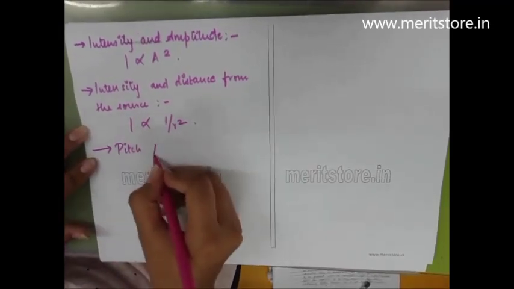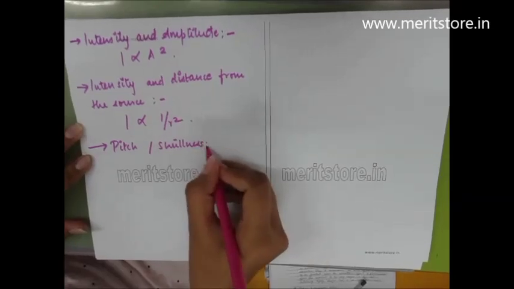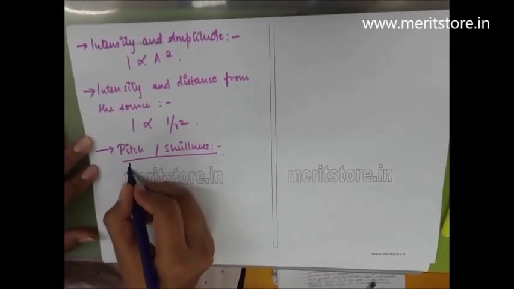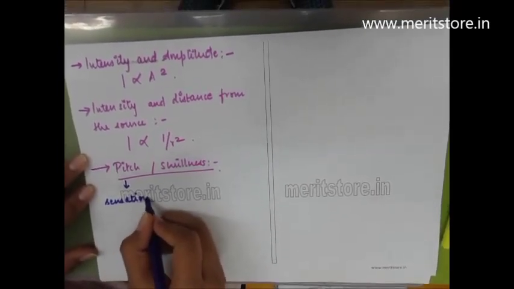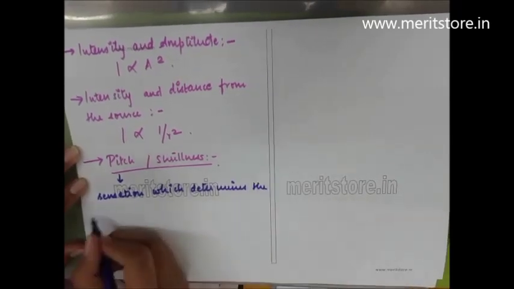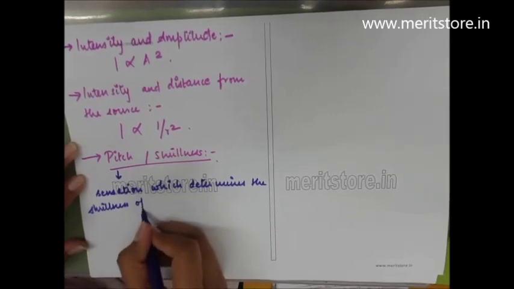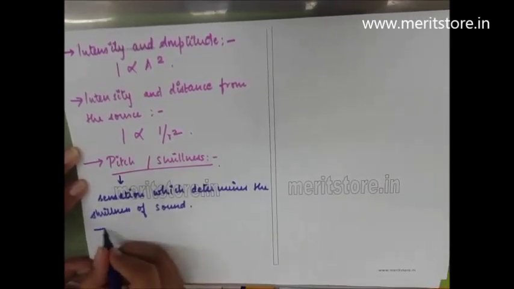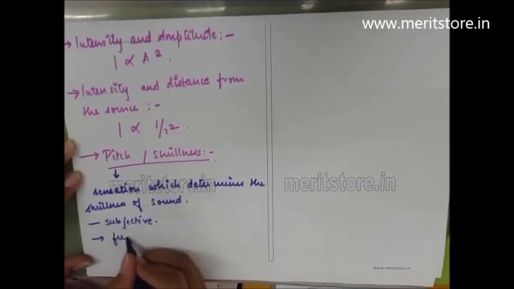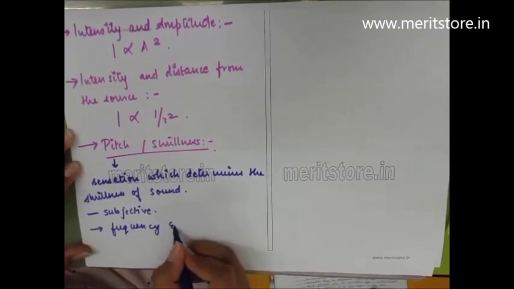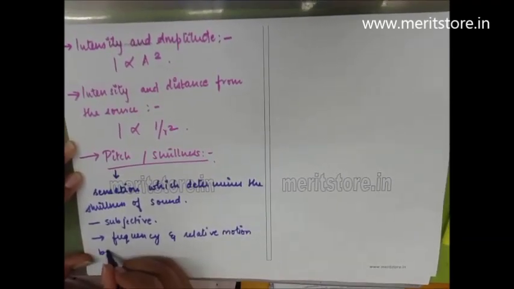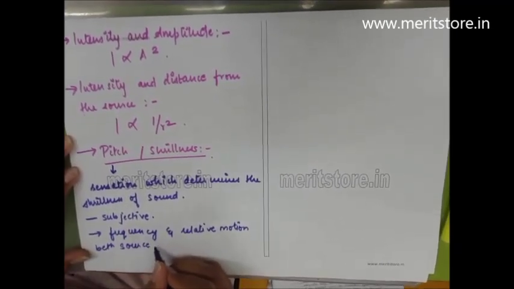What is pitch, or you can say shrillness of a particular substance? Pitch is a sensation which determines the shrillness of a sound. It is subjective and cannot be measured. It depends upon frequency and its relative motion between source and listener.